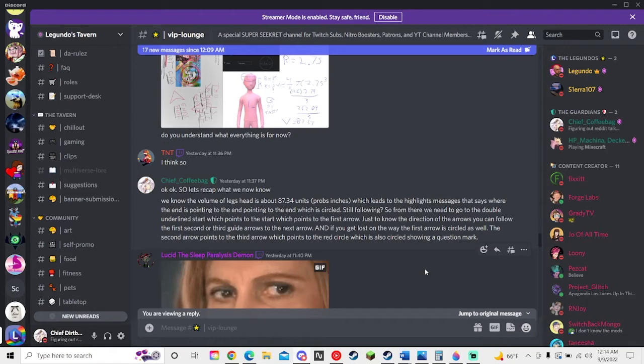Still following? Good. So from there, we need to go to the double underline start line, which goes to the start line, which goes to the first arrow, which goes to the direction of the arrows. You can follow the first, second, or third guideline. It doesn't matter. Just follow a guideline. And if you follow that, you go to the first arrow, to the second arrow, to the third arrow, goes to the circle. The circle goes to the question mark. And if you don't know where any of them start, they're all circled.